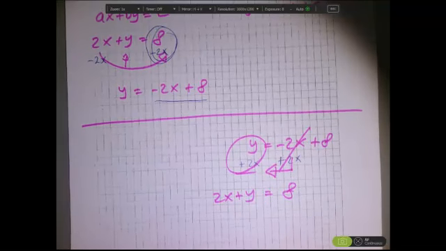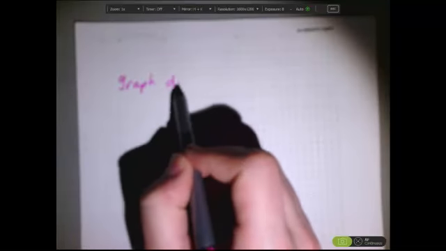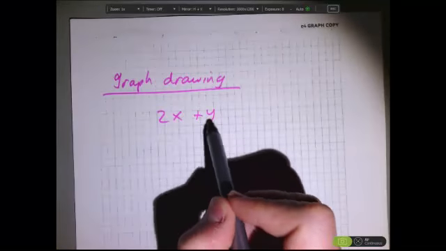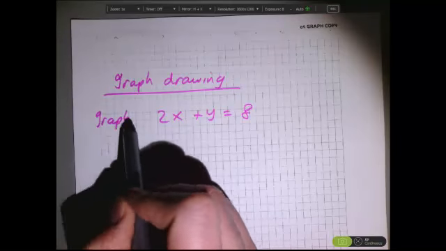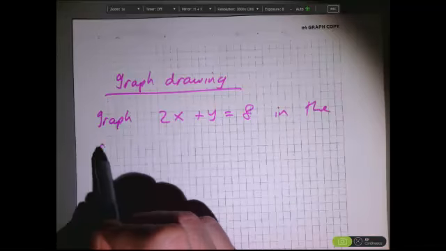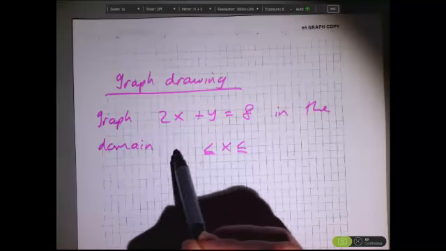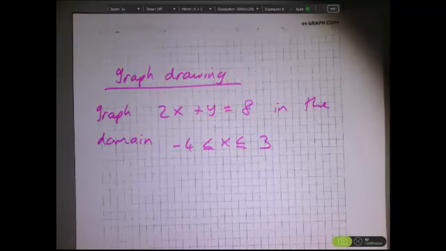Probably another comment that I should make is that sometimes you can be given an equation. Now this is more related to graph drawing. So for example, 2x plus y equals 8. You could be asked to graph this in the domain, and that domain could be anything, minus 4 to 3.